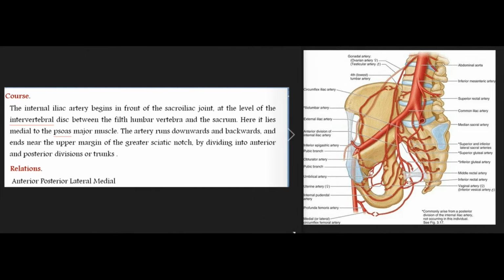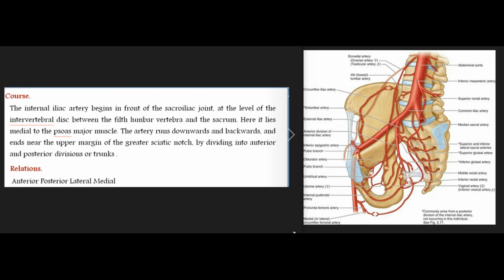Course. The internal iliac artery begins in front of the sacroiliac joint, at the level of the intervertebral disc between the fifth lumbar vertebra and the sacrum. Here it lies medial to the psoas major muscle. The artery runs downwards and backwards, and ends near the upper margin of the greater sciatic notch, by dividing into anterior and posterior divisions or trunks.